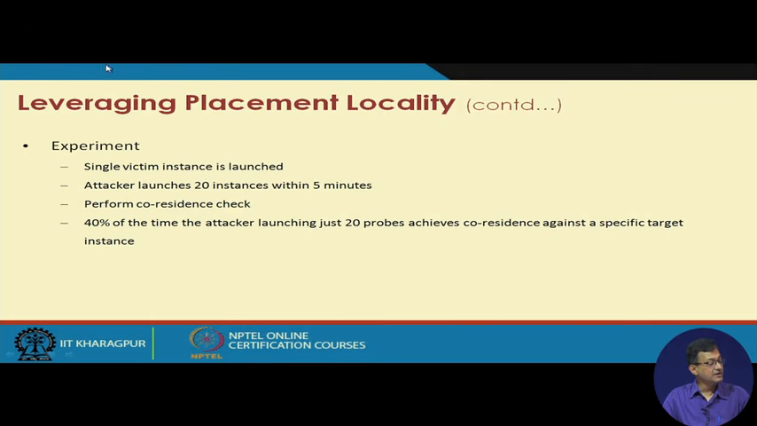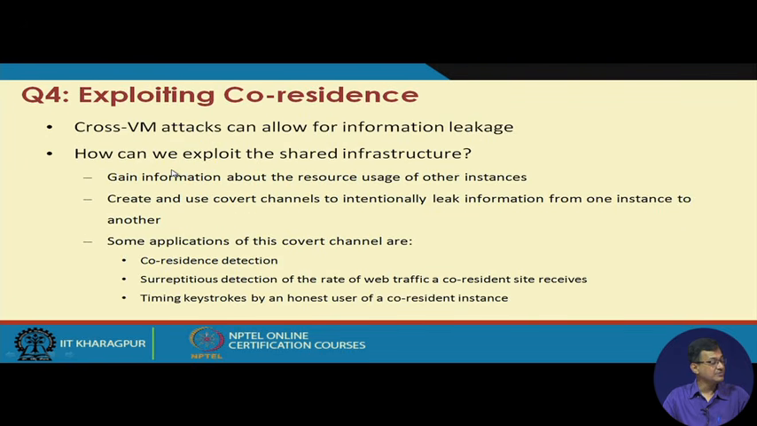Similarly, they did a lot of experimentation to see how this locality can be exploited. And finally, exploiting co-residence, that is, cross-VM attacks, can allow information leakage. How can we exploit shared infrastructure? If I am co-resident, then how do I exploit this? For example, gain information about the resource usage of the other instances, or create and use covert channels to intentionally leak information from one instance to another.